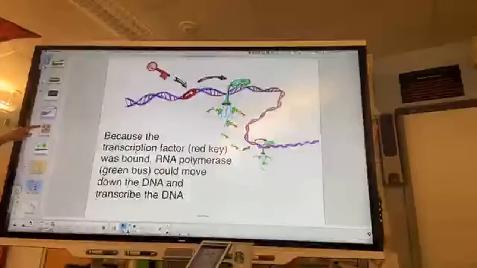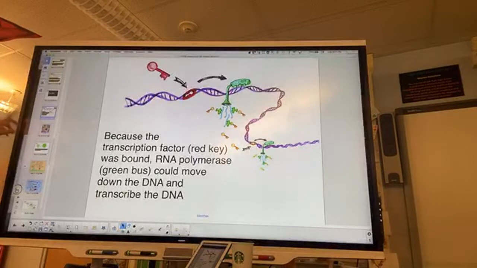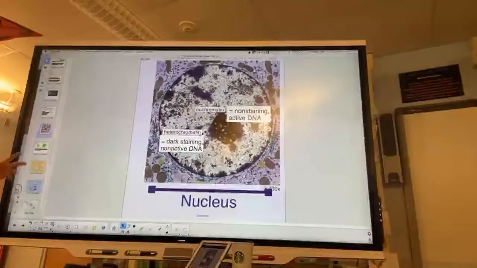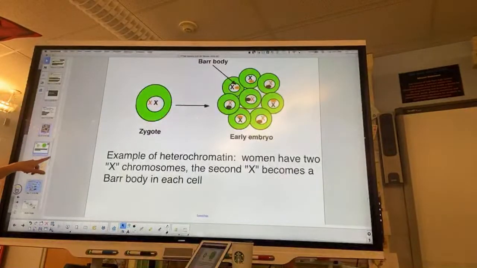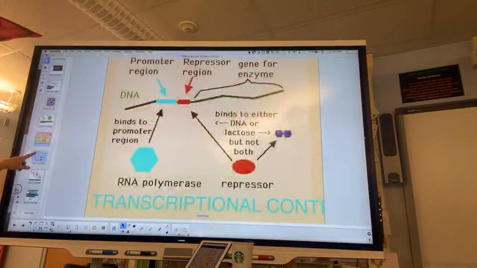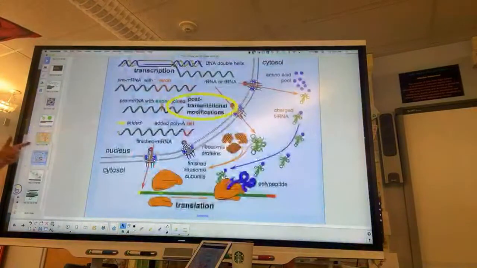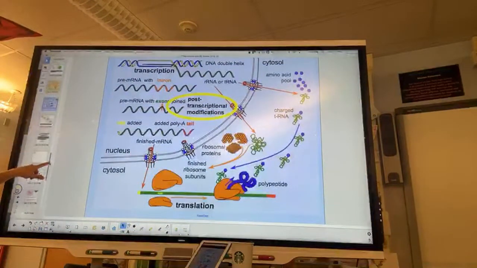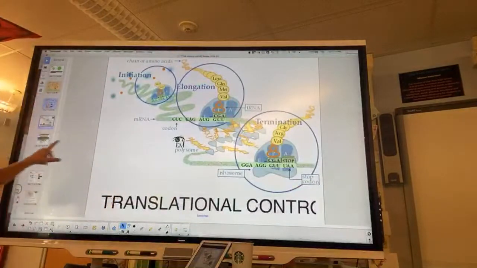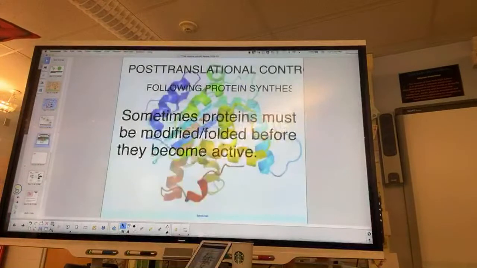We already mentioned euchromatin and heterochromatin. Euchromatin, you can transcribe that. It is available. Heterochromatin is dark staining, not available for transcription. An example of that were Barr bodies. We've talked about the operon for transcriptional control, post-transcriptional control, cap and tail. We talked about translational control, anything that gets in the way of the ribosome, and then post-translational was the folding.